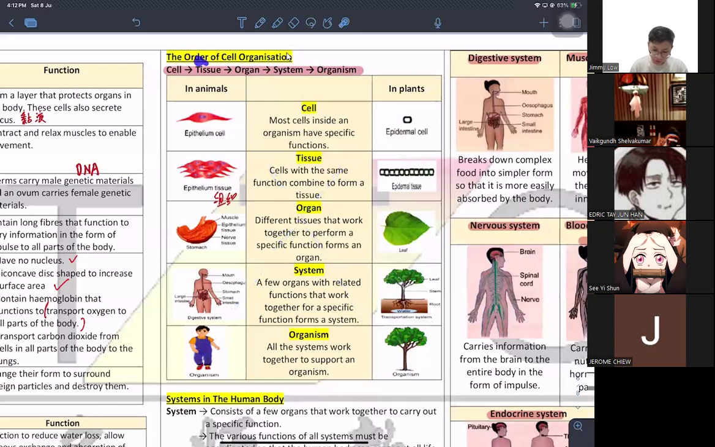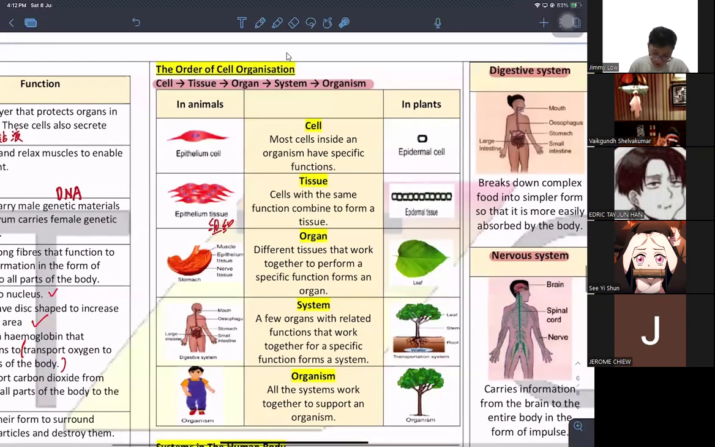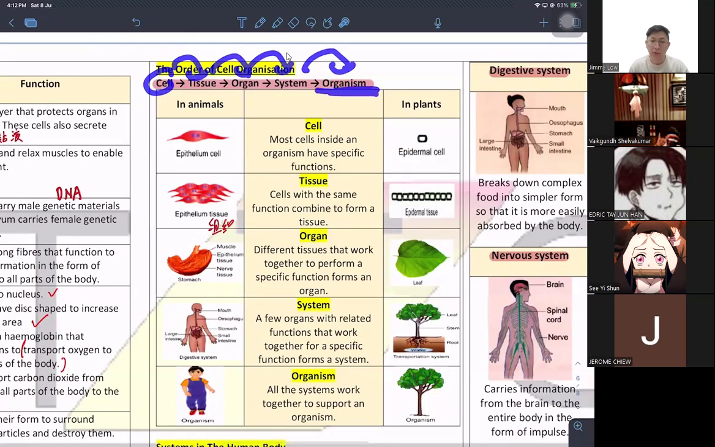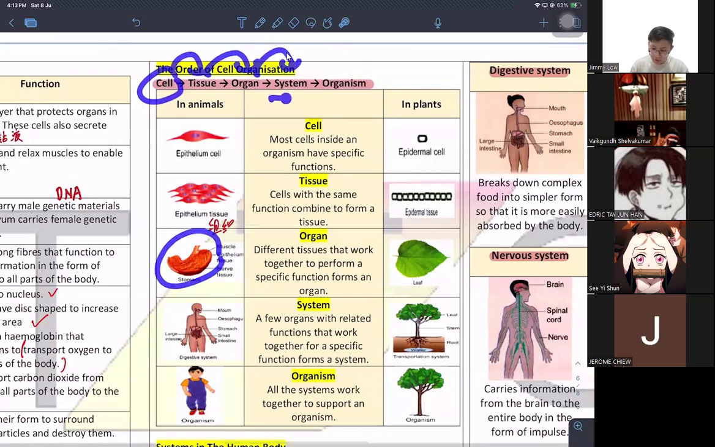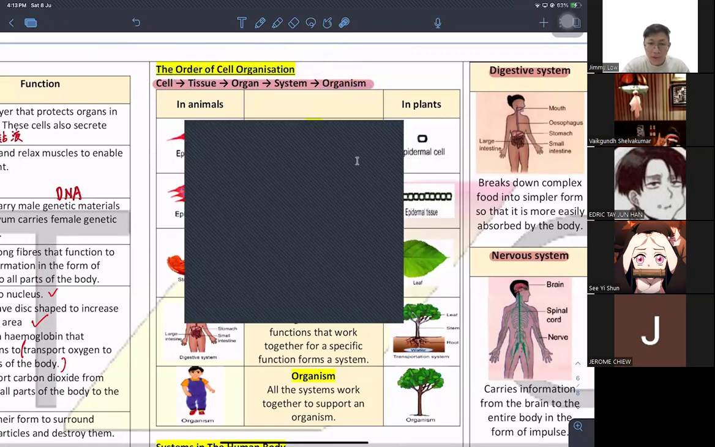What you have to know is the theory for this small sentence: from cell to tissue, tissue to organ, organ to system, in the end, organism. Just know this, but of course, the theory is theory. You have to apply it, from epithelium cell to epithelium tissue to become any organ to form into a system. In the end, become an organism. So this is what you have to know.